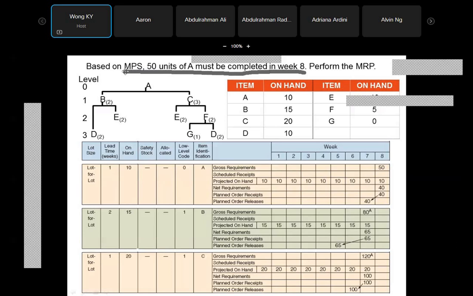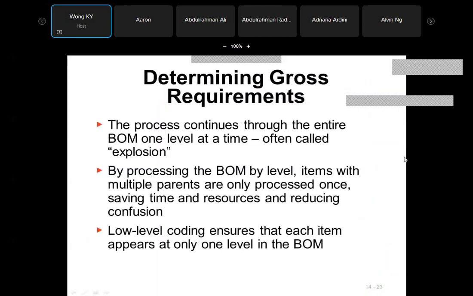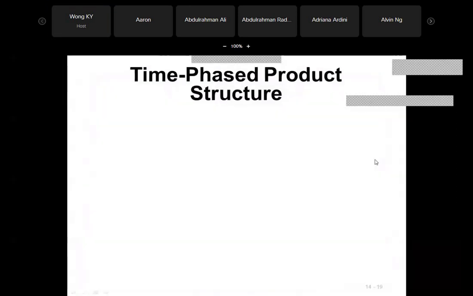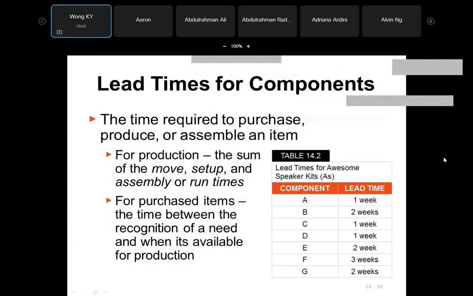Second information we need is the bill of material. So this is the bill of material. It's the same bill of material that you have seen just now. It's exactly the same. Third piece of information we need is the lead time. So lead time is given as before. Okay, this lead time here. So we're using this lead time here.